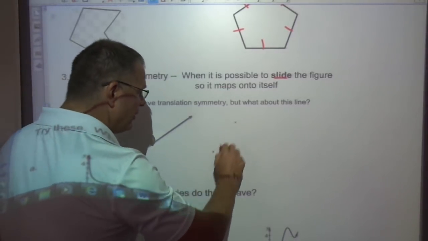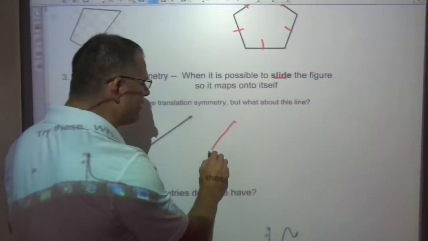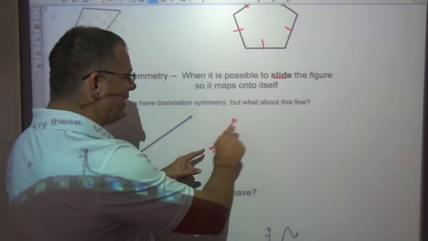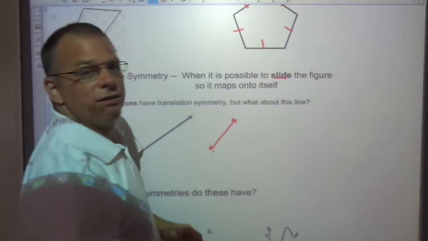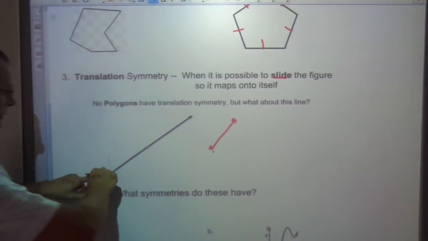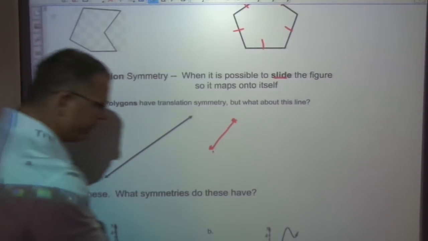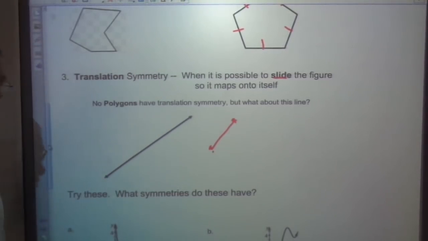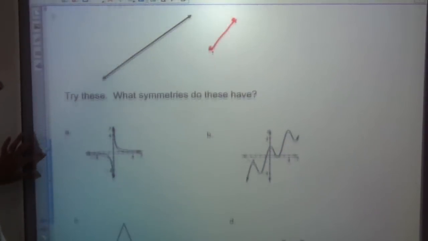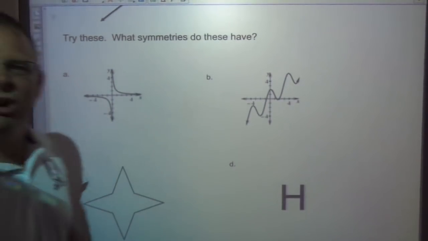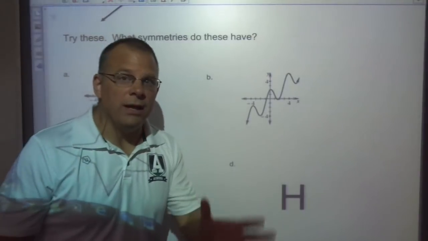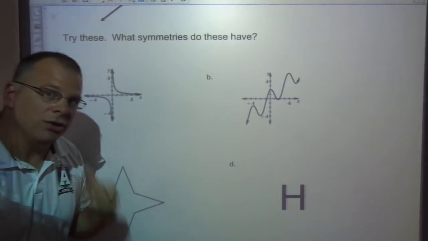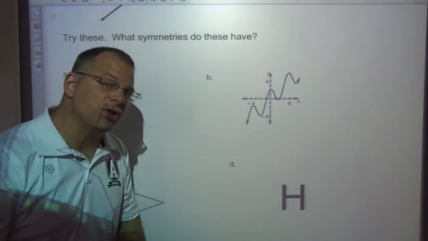If I had just endpoints and it was a segment, that does not, because if I slide it, now it's something different. It's in a different location. But because of these arrows, it goes on forever. This has translation symmetry. I would like you now to pause the video, try these four on your own, and then when you're ready, hit play again and you'll check your answer. So go ahead and pause and try.